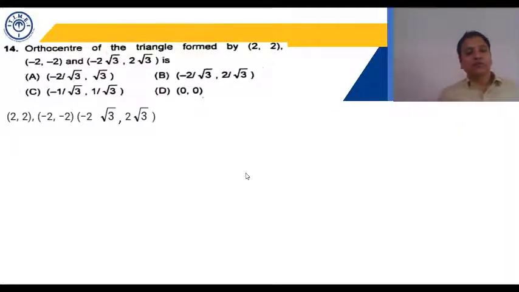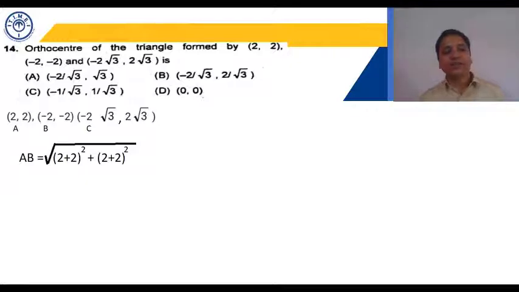Now these coordinates are given as 2, 2, minus 2, minus 2 and minus 2 root 3, 2 root 3. Let these points be A, B and C. First of all, by using the distance formula, we try to find the distance between A and B. So 2 minus of minus 2 becomes 2 plus 2, whole square, 4 square, 16. Then 2 minus of minus 2 again becomes 2 plus 2, 4 square is again 16. So 16 plus 16 becomes 32, that is, this comes out to be 4 root 2. That's the length of AB.